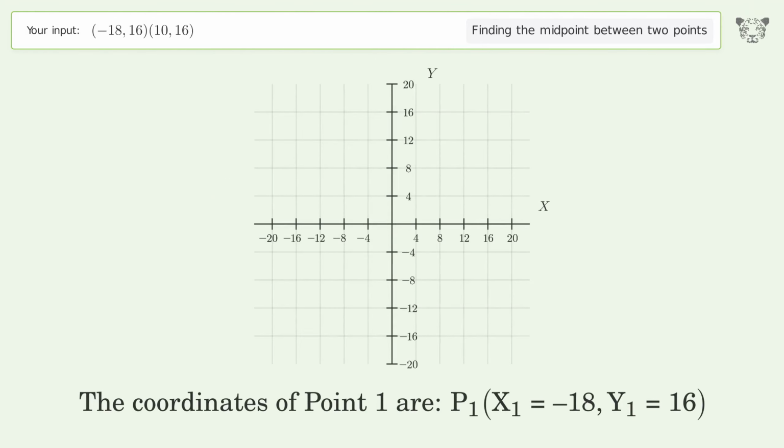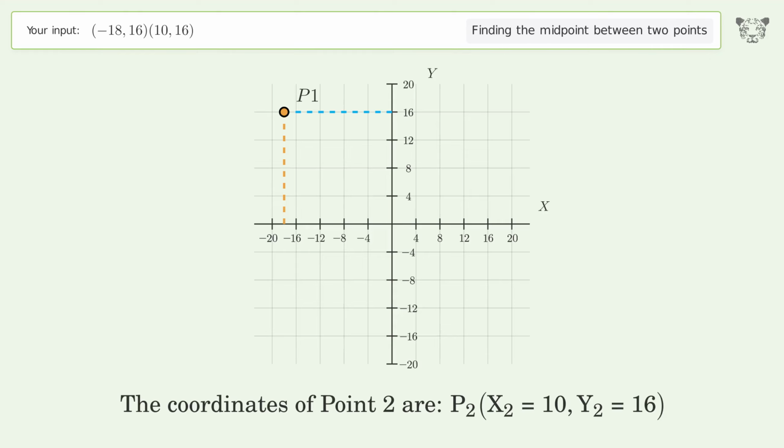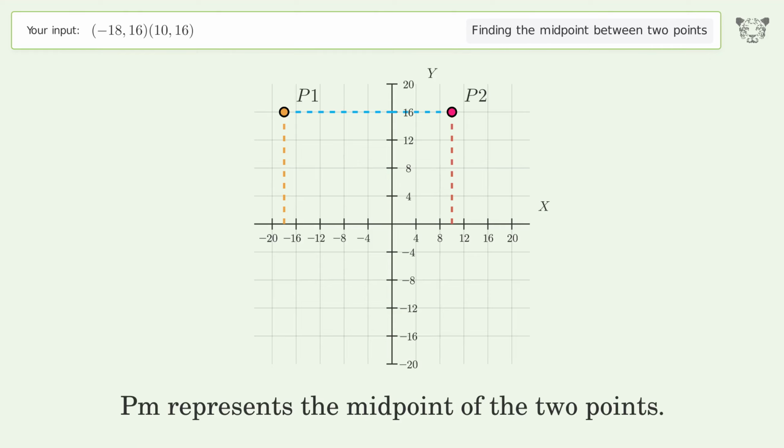The coordinates of point 1 are x1 equals -18, y1 equals 16. The coordinates of point 2 are x2 equals 10, y2 equals 16. PM represents the midpoint of the 2 points.